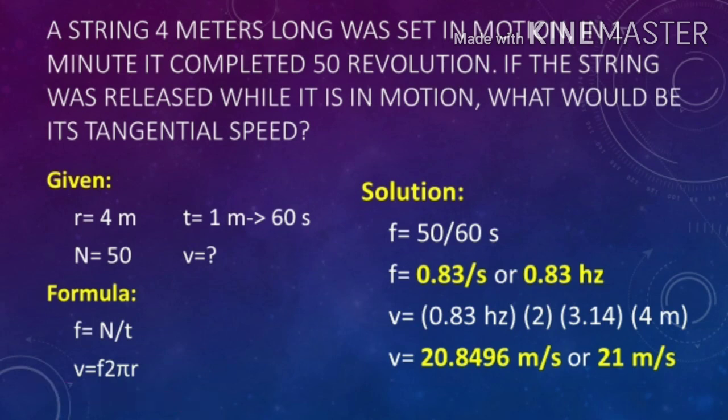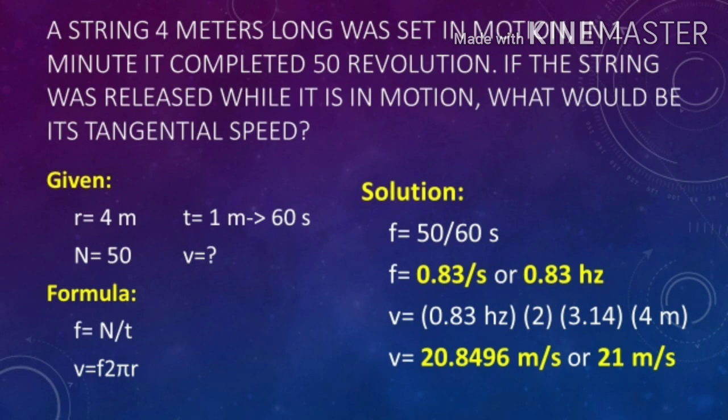But remember, you cannot solve tangential speed without frequency of revolution. Therefore you need to solve for it as well. F is equal to n divided by time. In solution, distribute the given in formulas. First solve for f. F is equal to 50, which is your n, divided by 60 seconds, which is your time. The answer would be 0.83 per second or 0.83 Hz.